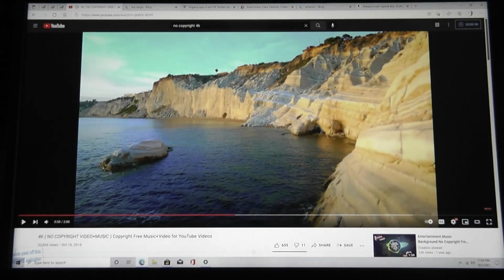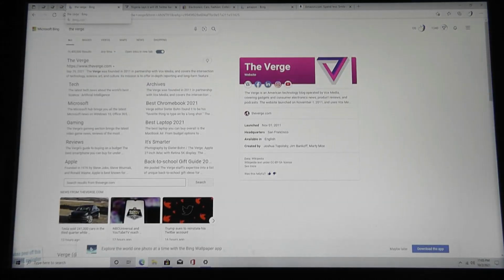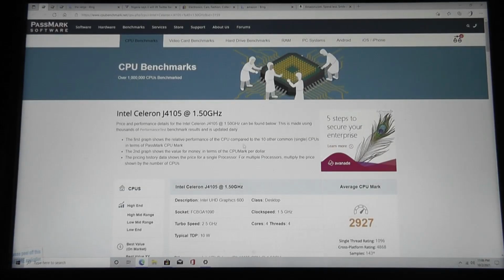Pausing things there. So this is a good overall, I would say, mini PC if you want to use it for media streaming, it can certainly handle those tasks. Let's take a closer look at the raw performance in terms of benchmarks.